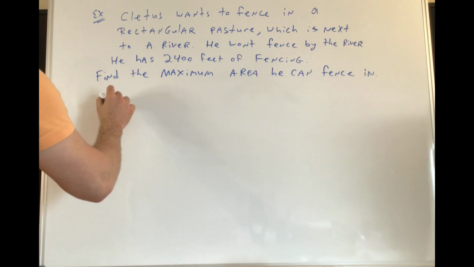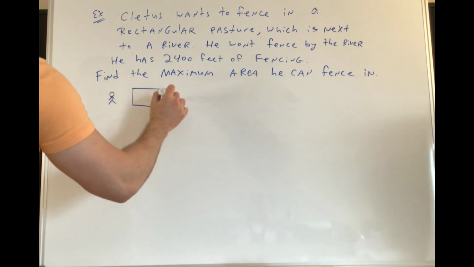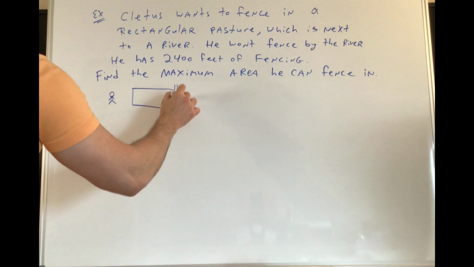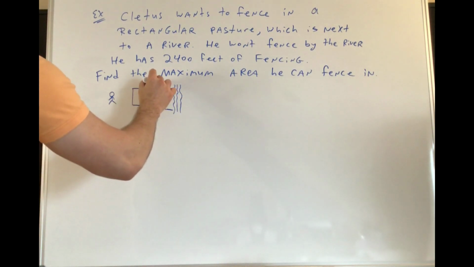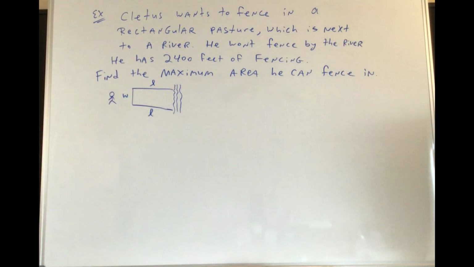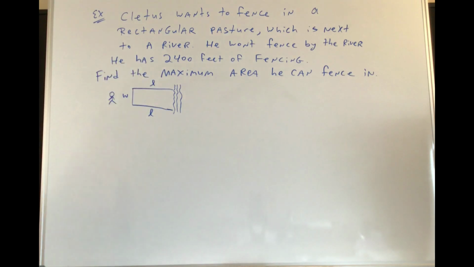So here's Cletus. Here's his little rectangular area. Here's his river. Appreciate my artistic integrity. Now, length, width. Sometimes it's helpful to draw a picture. So there's Cletus. He's going to fence in next to the pasture. He has animals that he wants to keep, and he wants them to be able to get to the river.